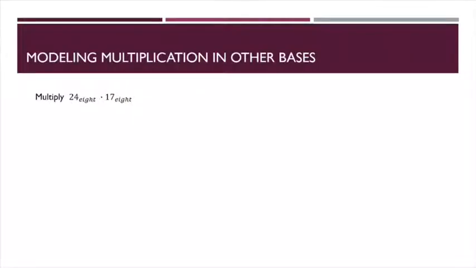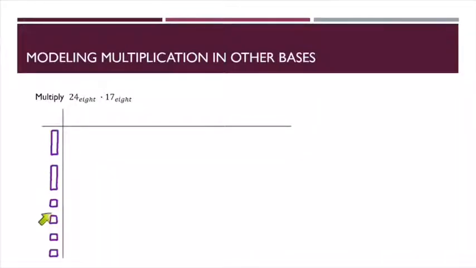Let's go ahead while we're at it and get an example in base 8. So we're going to try multiplying 24 base 8 times 17 base 8. So of course first we draw our little frame. 24 is going to be 2 longs and 4 units. So here are our 2 longs and 4 units. And then 17 is going to be 1 long and 7 units. And let's fill in our matrix.